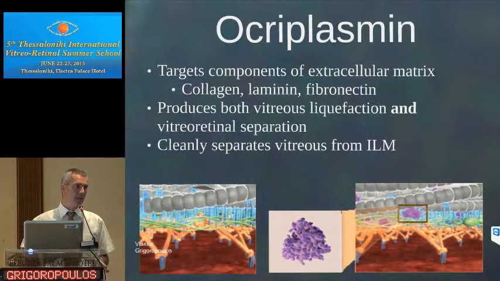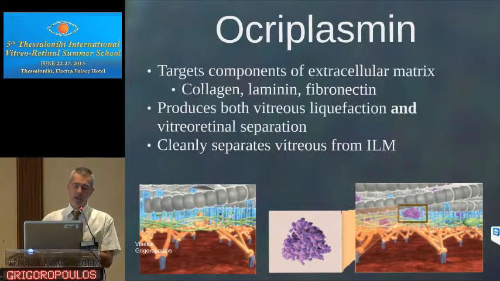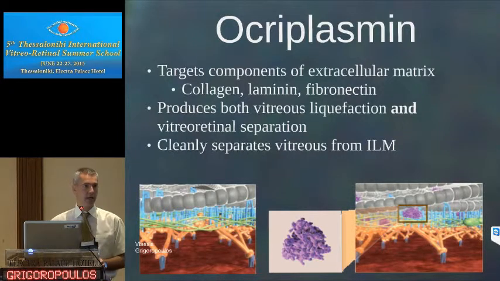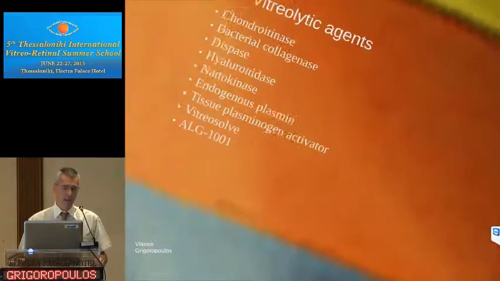What it does is it targets components of the extracellular matrix, and that is mainly collagen, laminin, and fibronectin, which are in the vitreous, but some of them also exist in the retina as well. It works in two ways. First it liquefies the vitreous, and then it promotes the vitreoretinal separation. So both of them make it much easier for a clean separation of the vitreous from the internal limiting membrane, and that's what its action does.